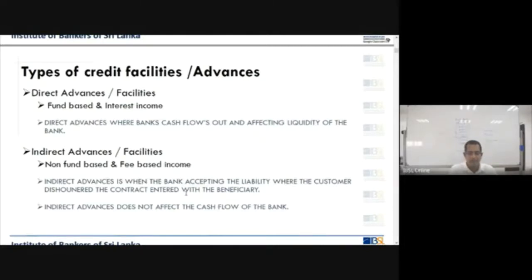We have different names. Direct advances, on balance sheet facilities, right? Then indirect advances, off balance sheet, contingency. We use all three words for the same thing: indirect, off balance sheet, contingent liabilities, right? So what is the direct facility? A direct facility is a facility where, when the facility is granted, money flows out of the bank, right?